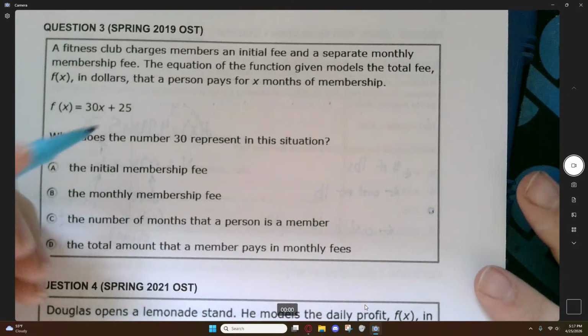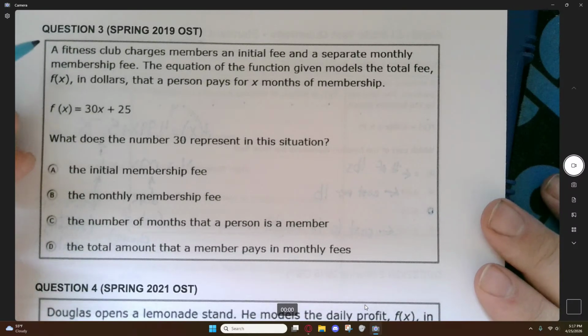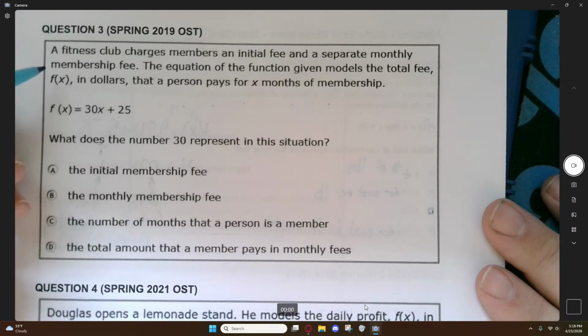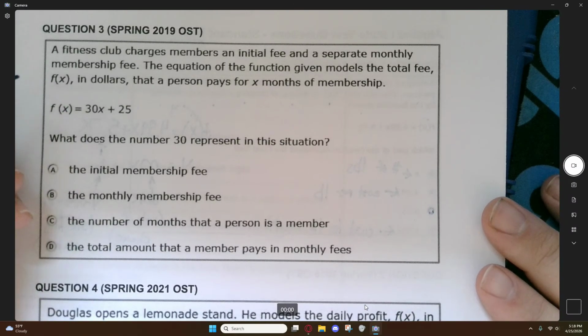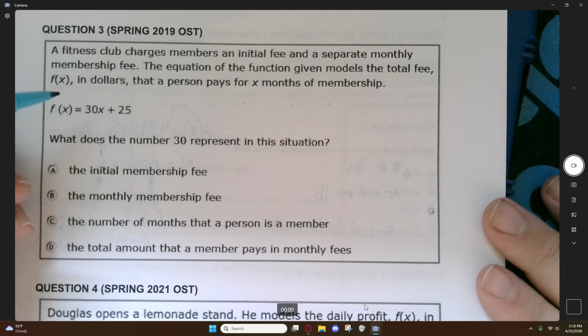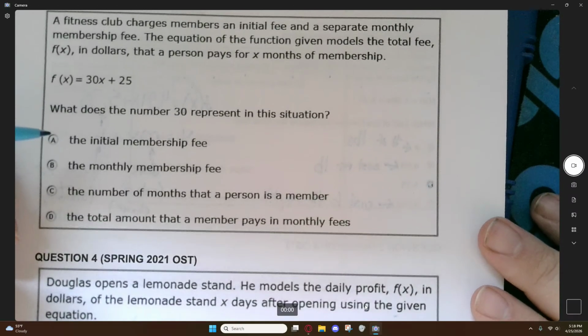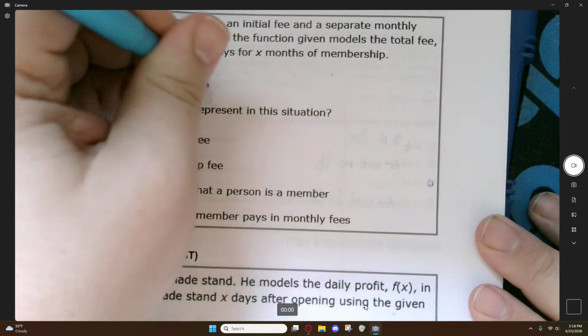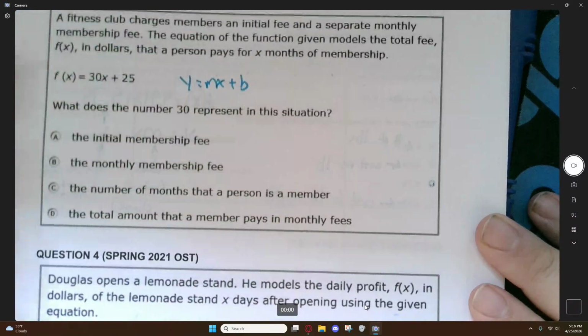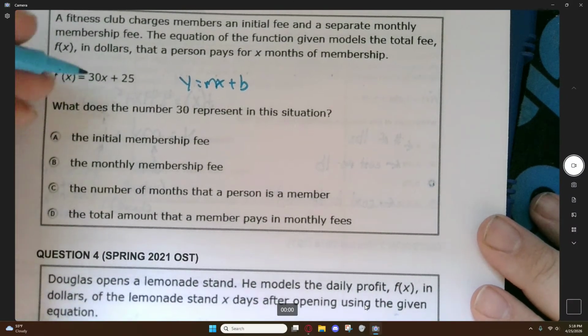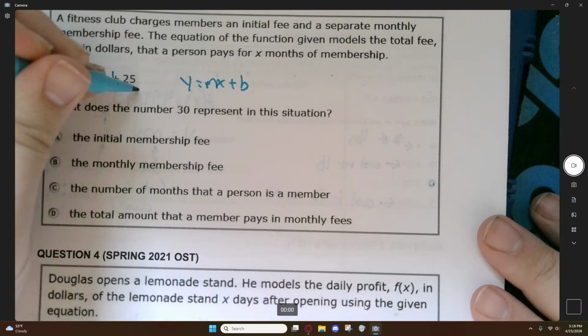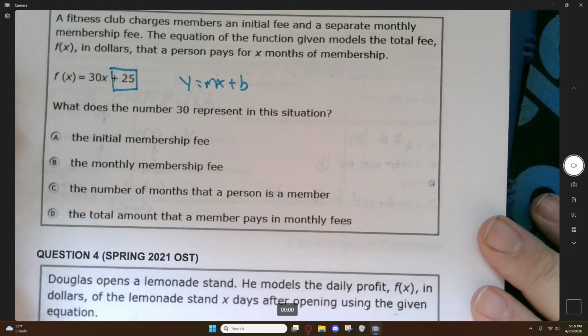Question 3 from the Spring 2019 OST. A fitness club charges members an initial fee and a separate monthly membership fee. The equation of the function models the total fee, f of x in dollars, that a person pays for x months of membership. What does the number 30 represent in this situation? So this is again a y equals mx plus b situation. So 25 would represent the initial fee, your starting fee before you go to any months of training.